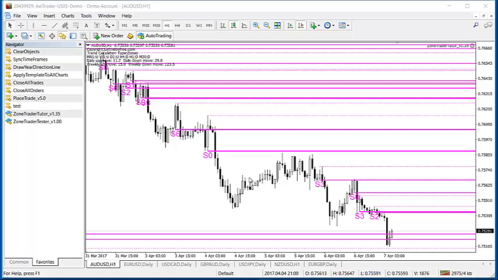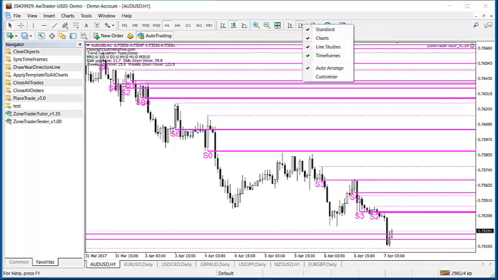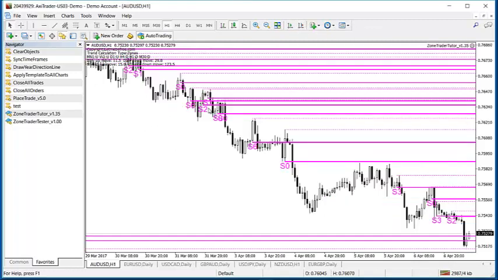Now, in front of us, we have an Aussie dollar 1 hour chart with the expert advisor dropped onto the chart with its default settings. So there's a number of things I want to start showing you. Now, in the top right corner we have the title of the expert advisor, which is Zone-Trader Tutor. I'm just going to scroll it across a little bit more to make it a little bit clearer. There we go. Zone-Trader Tutor version 1.35, and then a happy smiling face.